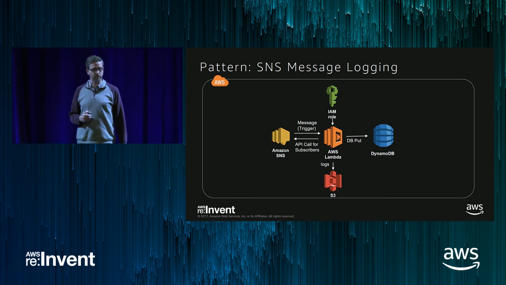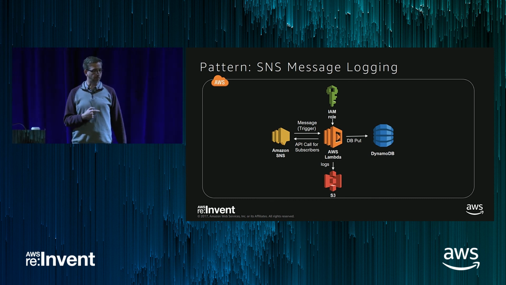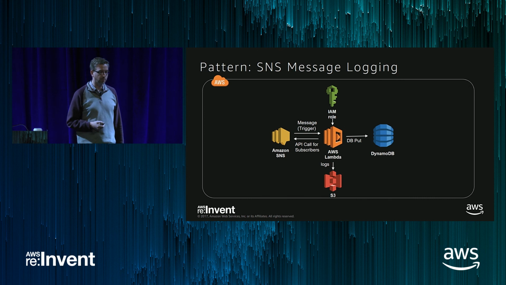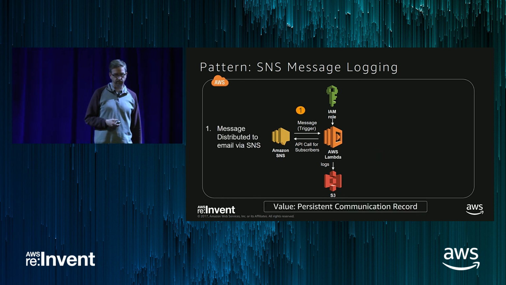The third pattern is based on Lambda again, and is a component of the earlier two. This pattern can also be used on its own. It creates a persistent log of the email recipients and messages from the detailed alerts that we send using SNS. Let me step through it.